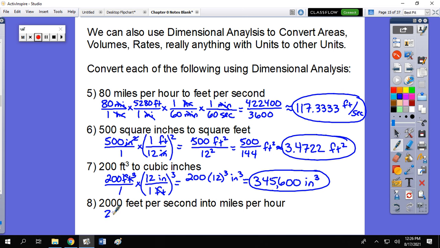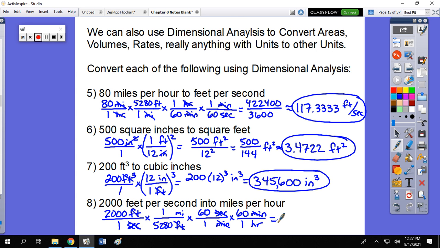Finally, 2,000 feet per second is a rate, so we'd put 2,000 feet on top, 1 second on the bottom. We want to convert that into miles per hour, so we'll start by converting feet into miles. 1 mile is 5,280 feet, so now we're in miles per second. Then we need to convert seconds into minutes. Okay, 60 seconds is equivalent to 1 minute, so the seconds would cancel bottom to top, and we're now in miles per minute. And then one more time for minutes to hours.